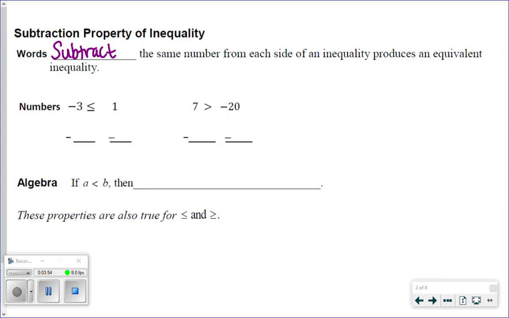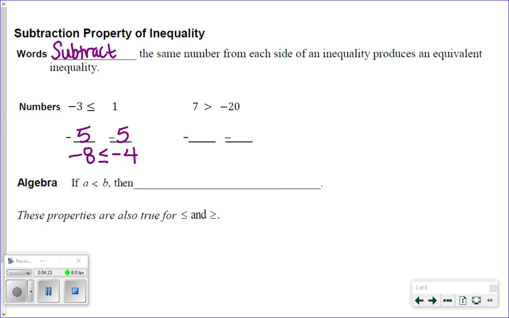We have -3 is less than or equal to 1 here. We know that that is true. I can pick a number. We can try the 5 again or anything else here. If I subtract that from both sides or apply a -5 on both sides, -3 and -5 is -8 on this side. On the right side, 1 and -5 is a -4. The question is, is -8 still less than or equal to -4? The answer is yes. Okay, so we're still okay there.